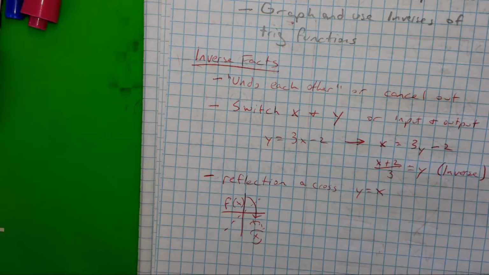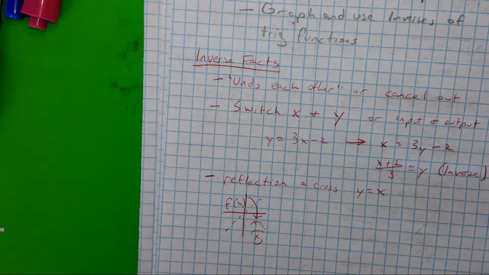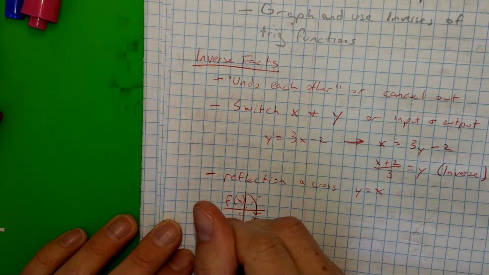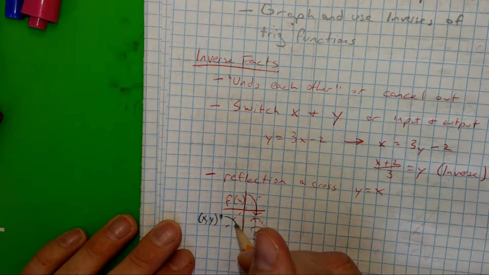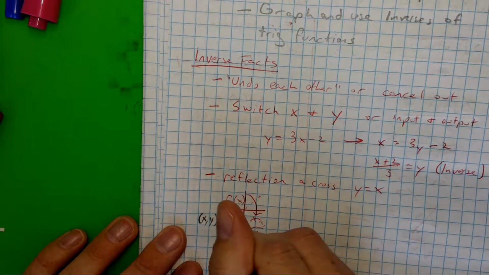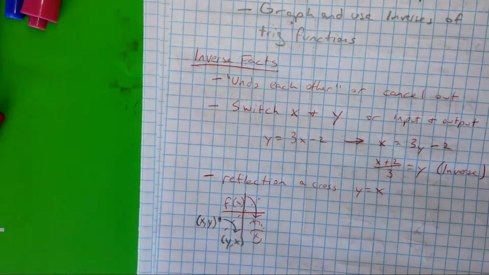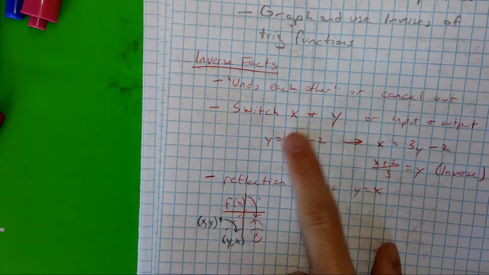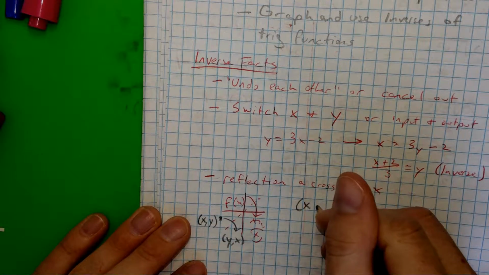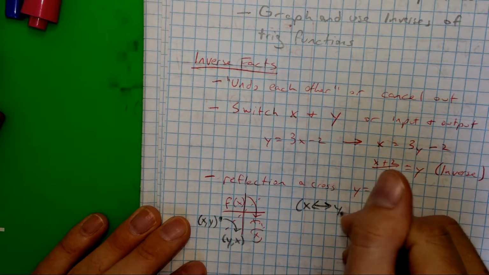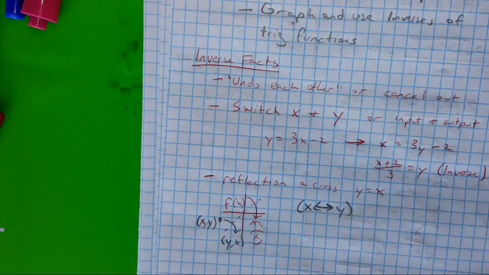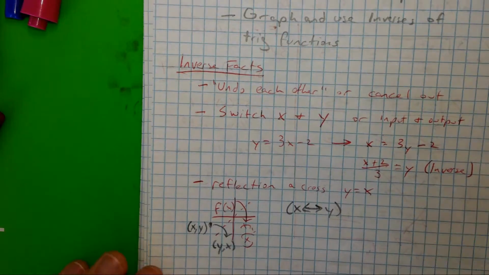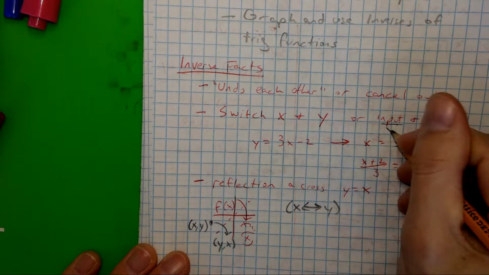And what happens to the individual points? If I have some point (x, y), yeah, the point on the other side, the point on the inverse is going to be (y, x), which again, just like we do algebraically, means we're switching the x and the y values. So the x value and the y value swap. Okay. And remember, when we're talking about functions, we usually think about the x value as the input and the y value as the output.